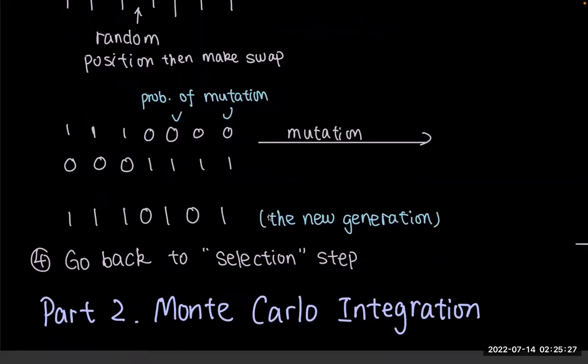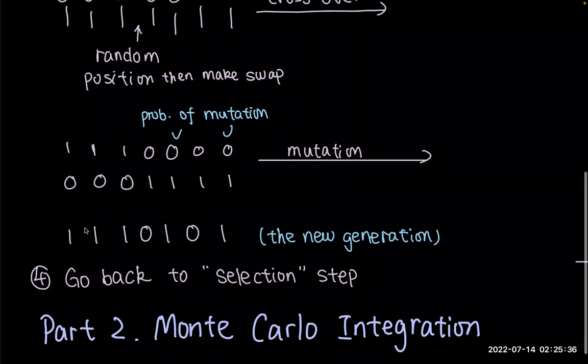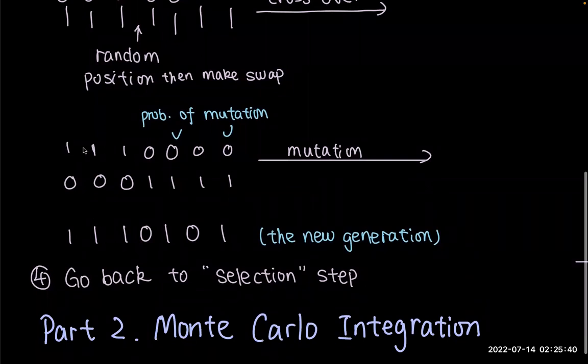Okay, and here you can see that when we do the crossover, we need to randomly find the position. And when we do the mutation, we also need to do it randomly, mutating with a certain probability. For example, if you want to simulate a probability of 5%, you can divide the interval from 0 to 1 into one short interval from 0 to 0.05.